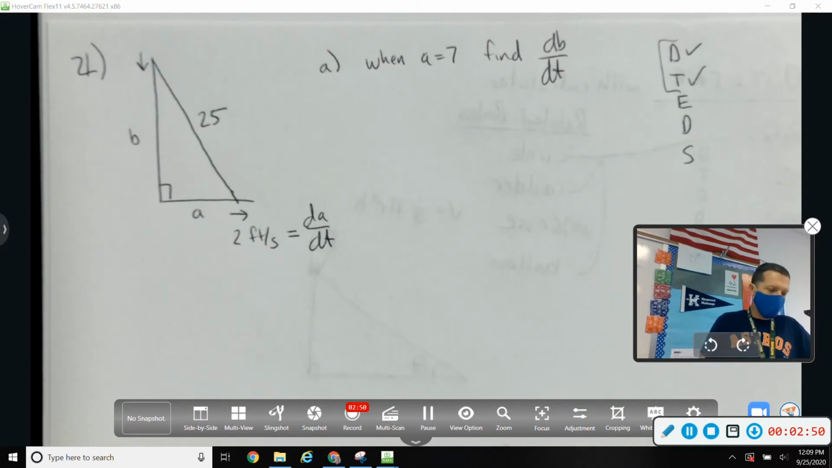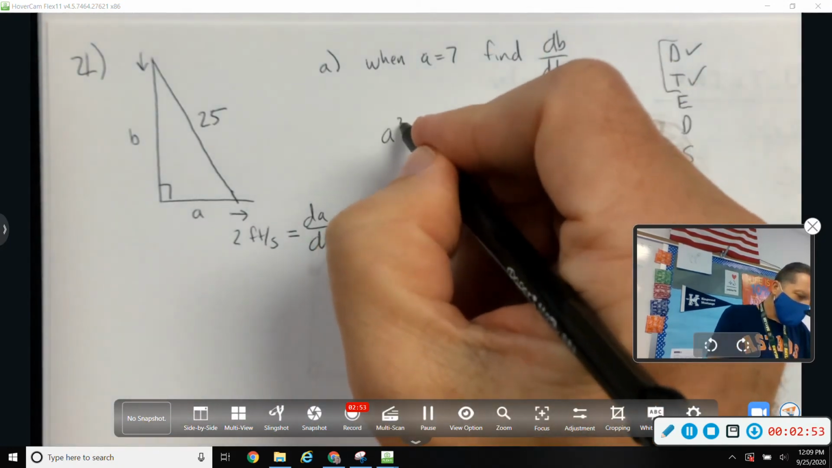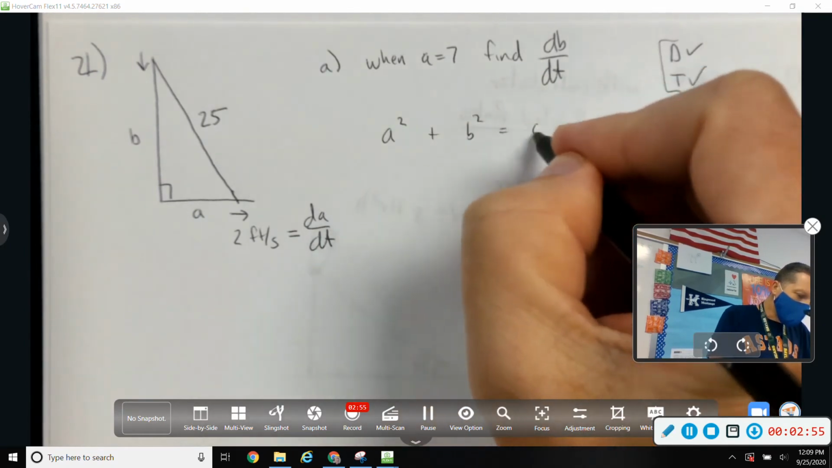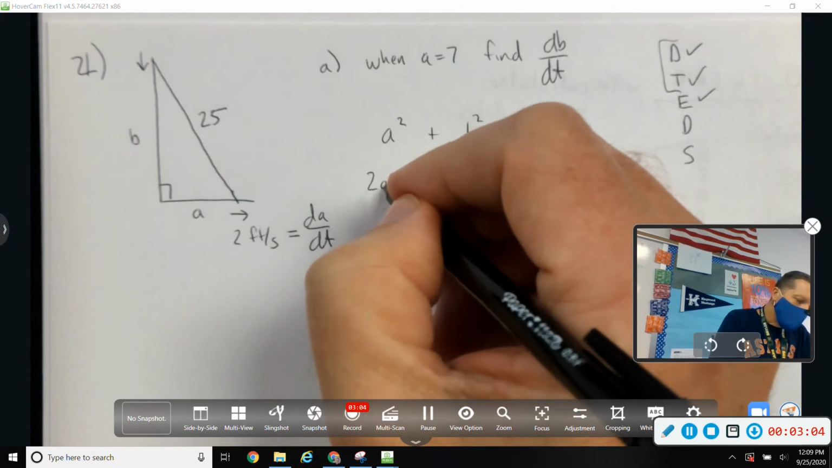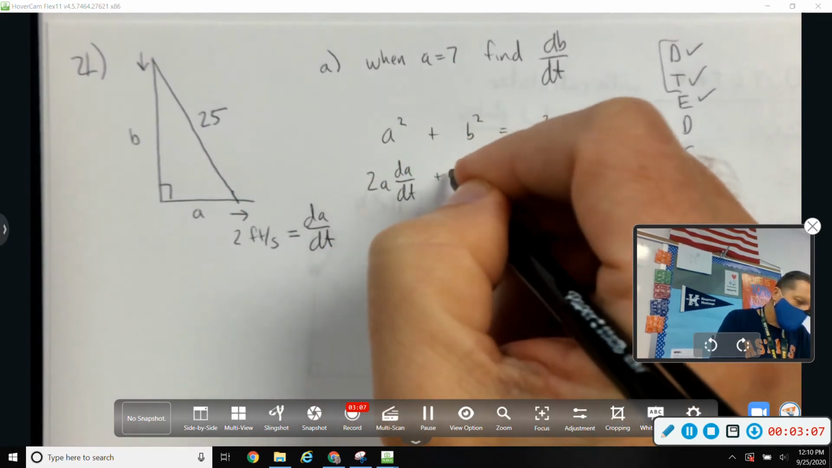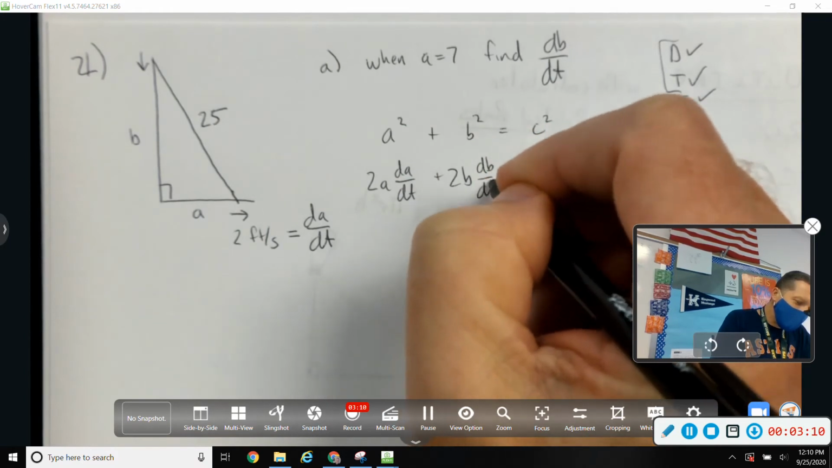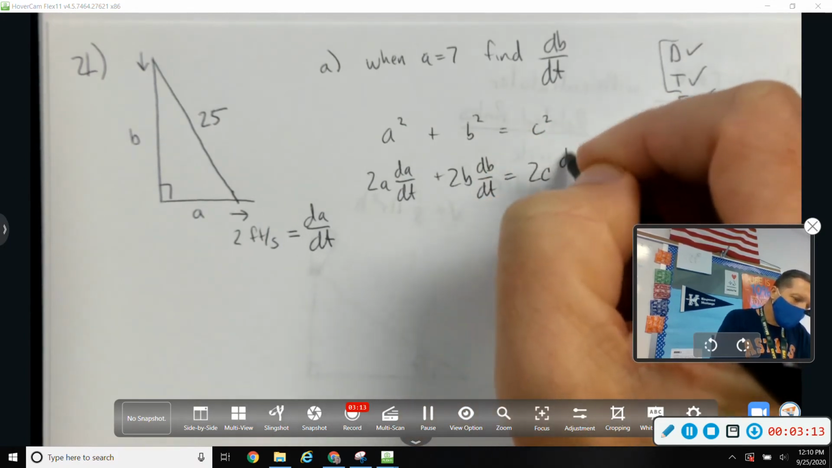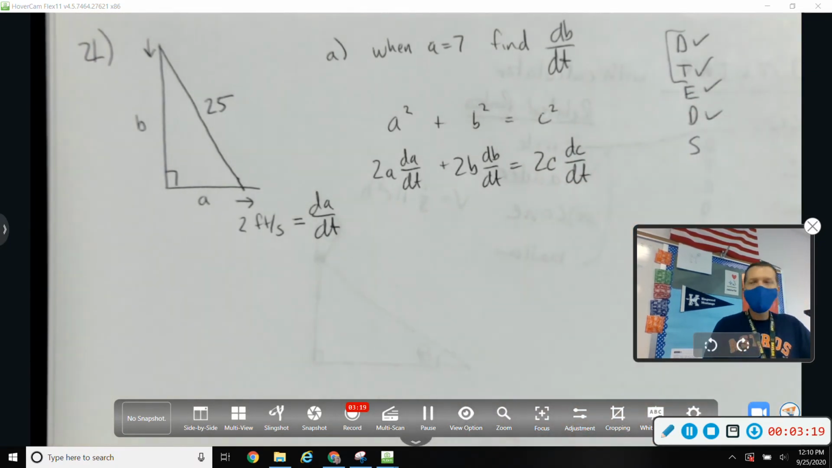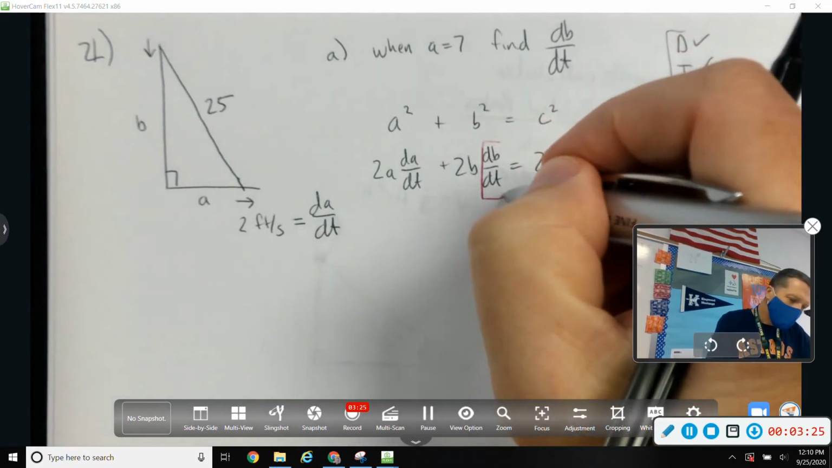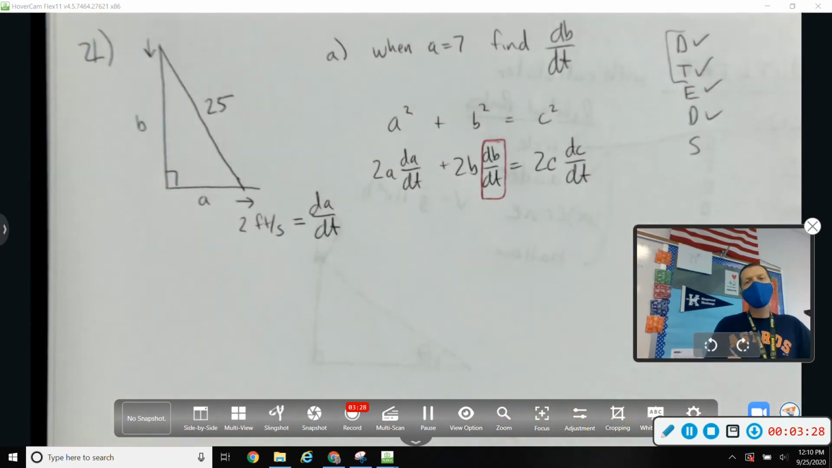An equation that would tie all the pieces together would be A squared plus B squared equals C squared. And then let's take the derivative of that equation. 2A dA dt plus 2B dB dt equals 2C dC dt. And we're trying to find dB dt, what we're looking for, which means I'm supposed to know everybody else in order to make this work.